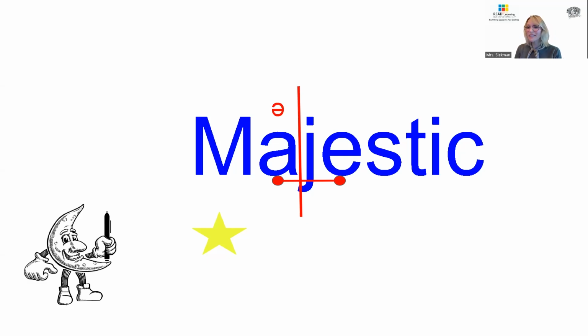Next, I get to mark my next vowel and look at what's in between. It looks like there's two consonants between those two vowels. So I'm going to use syllable division rule number 2. Do the splits. And I have the word majestic. Majestic. Easy peasy. Excellent work.